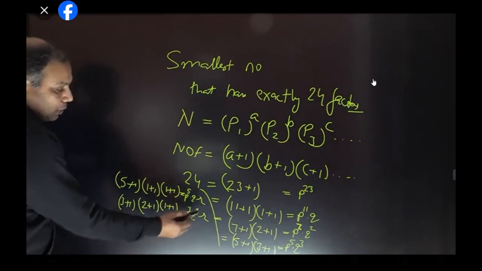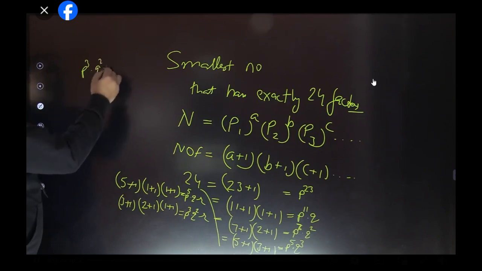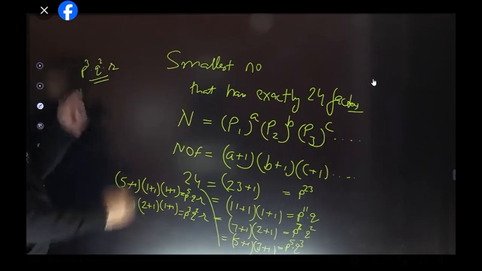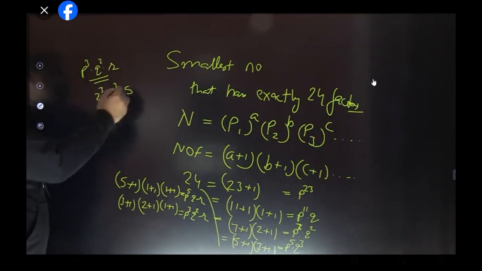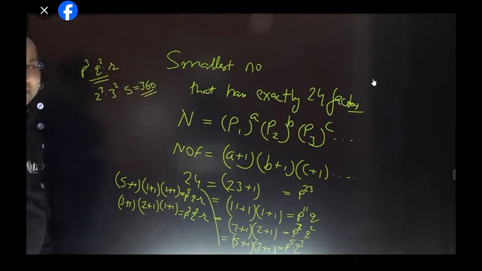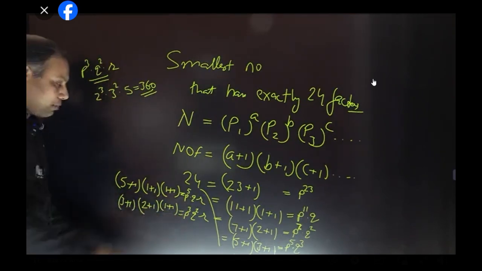If I look for p cube, q square into r, can you tell me what will be the smallest number of this form? P cube into q square into r. Smallest number of this form. So p can be 2, 2 cube, 3 square into 5. So 8, 5 is 40, 40 into 9, 360. Fine. In place, if you take 3 cube, 2 square, that will be the larger number. So this is the smallest number of this form.